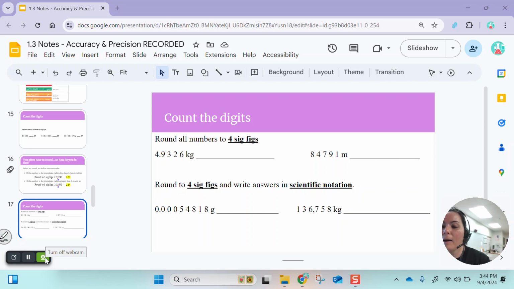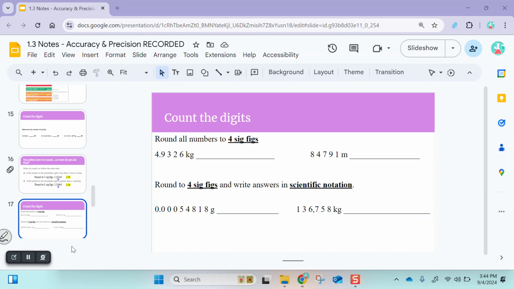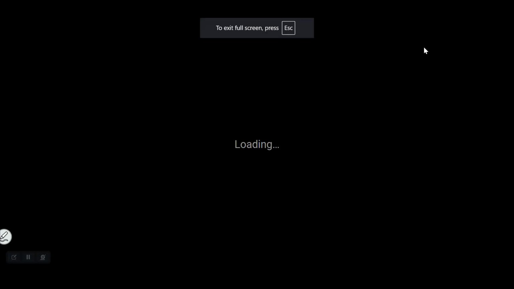But anyway, we'll go ahead and start where we left off, which is at the last part of page 3, and then we'll look at moving on to what to do when you're rounding with adding, subtracting, multiplying, dividing. Let me go ahead and turn off this camera and we'll start. Let's see if I can turn on the slideshow. Here we go.